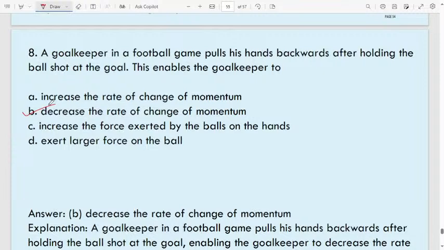A goalkeeper in a football game pulls his hand backward after holding the ball shot at the goal. What will happen? You will observe that when a goalkeeper catches the football, he moves his hands back while catching. Why does he do that? To decrease the rate of change of momentum. Otherwise, it will hurt his hands, even he will get hurt. So the answer is to decrease the rate of change of momentum.